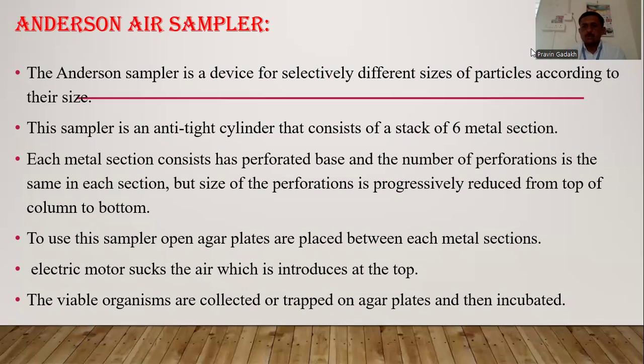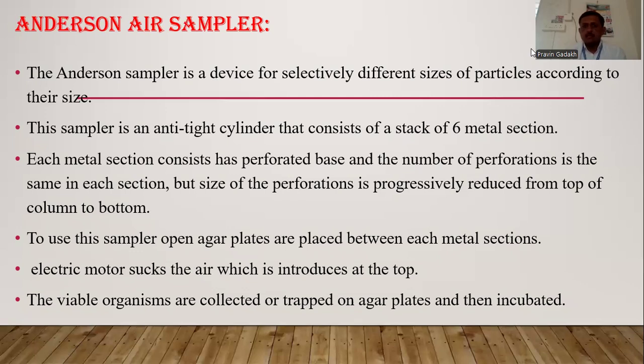Each has a separate perforated section, and for each section we have to place a previously prepared sterile nutrient agar plate. In each perforated section, the number of perforations is the same, but the size of the perforation, in other words the small opening or hole, progressively reduces as we move from the top of the column toward the bottom. To use this sampler, open agar plates are placed between each metal section.